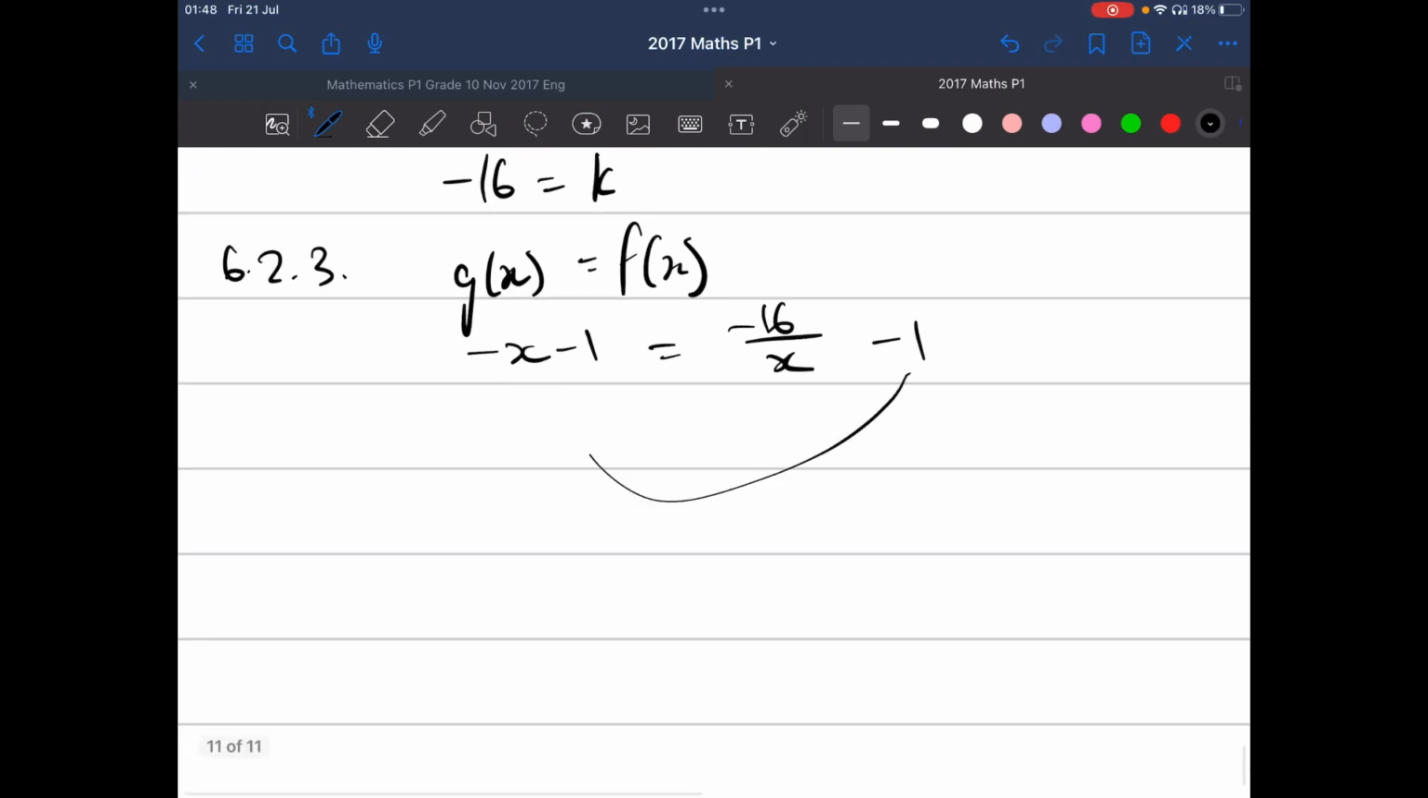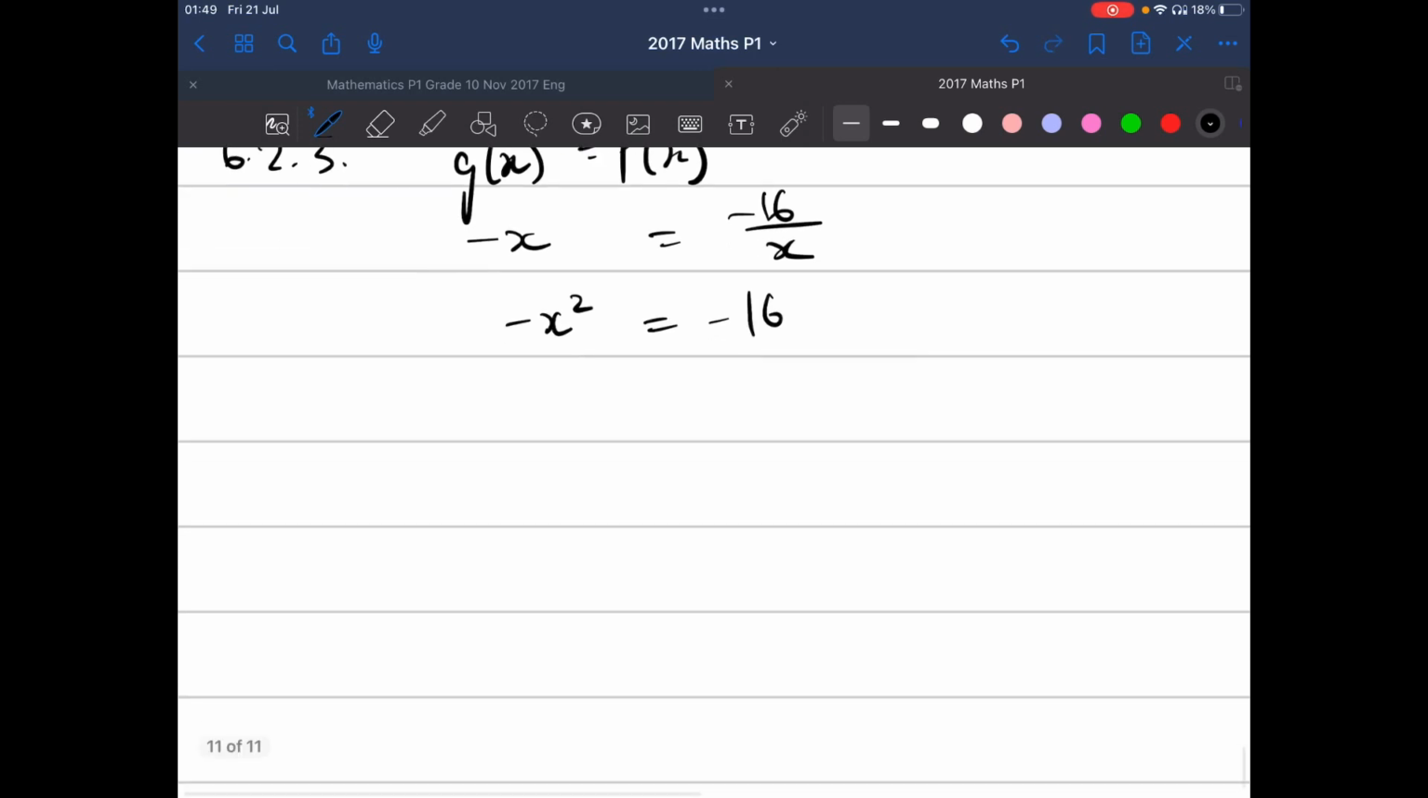Now if I bring this minus 1 to this side, I'm just going to get 0, right? Because minus 1 plus 1 is 0. So I can just immediately get rid of this. And now you'll see that I can multiply by x to get rid of the denominator. So I'll have minus x squared equals minus 16. Now I have minuses on both sides, so I can get rid of that, and therefore x is plus or minus 4.